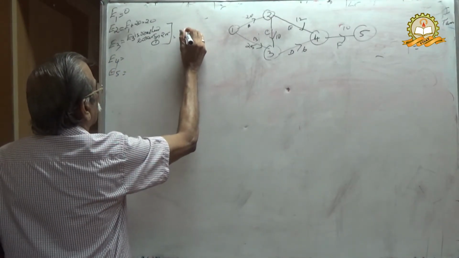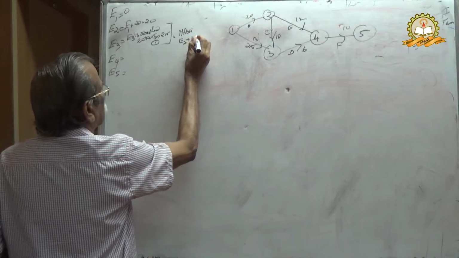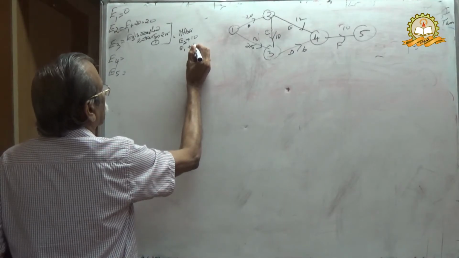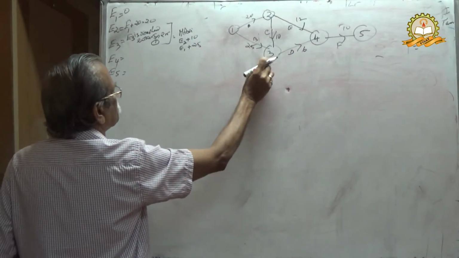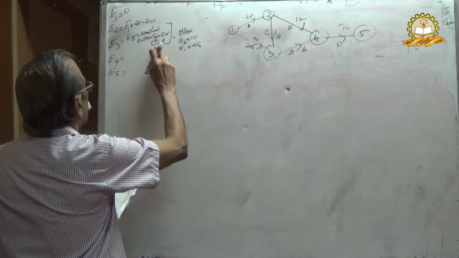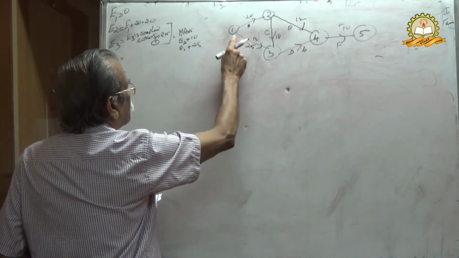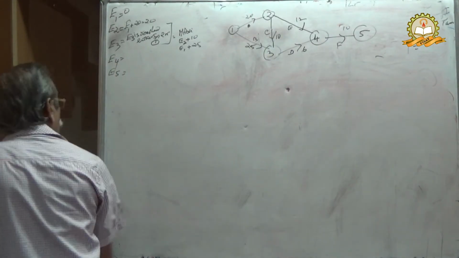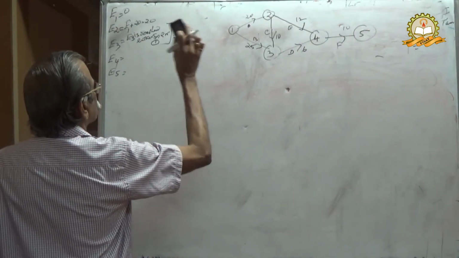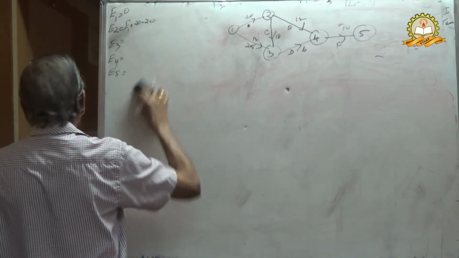Therefore, you take the maximum of E2 plus 10 or E1 plus duration. 3 is reached from 1 to 3 or 2 to 3, therefore E2 plus 10 or E1 plus 3. E1 equal to 0, therefore E2 equal to 20 plus 10, maximum equal to 30, therefore you can write 30.